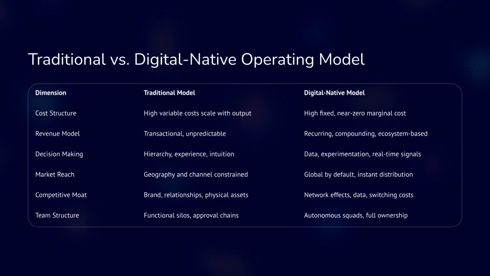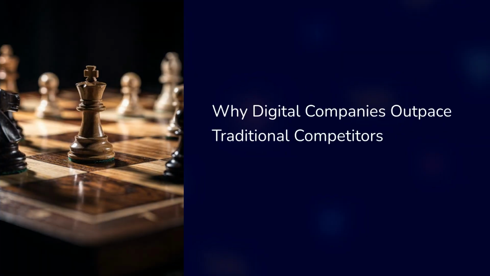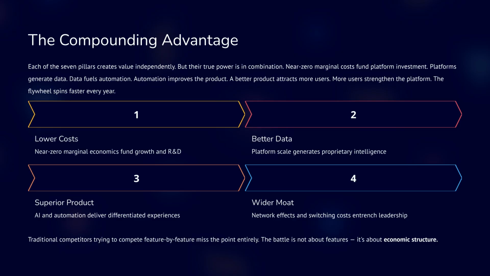The table compares traditional and digital native operating models across dimensions like cost structure, revenue model, decision-making, market reach, and competitive moat, highlighting the dramatic structural differences. Digital companies outpace traditional competitors because of an economic architecture gap, not just a technology gap. This structural advantage allows them to pull ahead continuously. The true power lies in the compounding advantage of the 7 pillars. Lower costs fund R&D, leading to better data and a superior product, which attracts more users and strengthens the moat. The battle is about economic structure, not features.